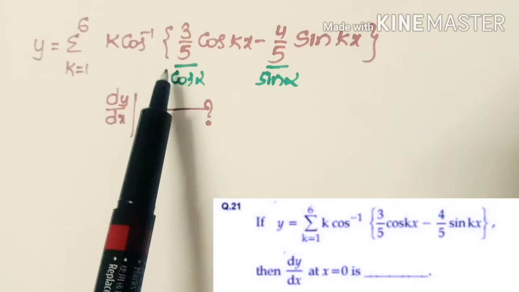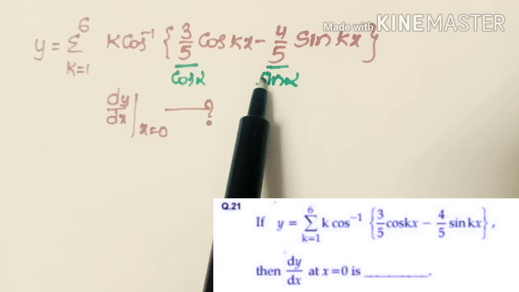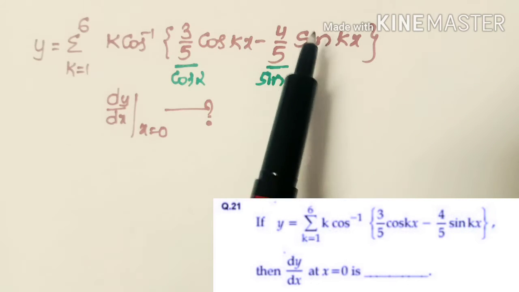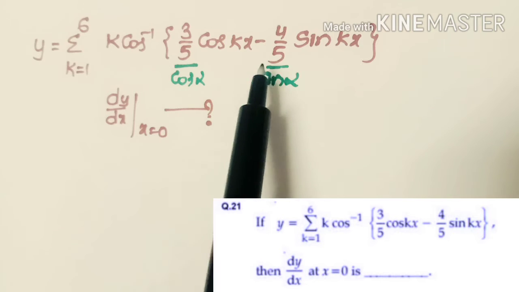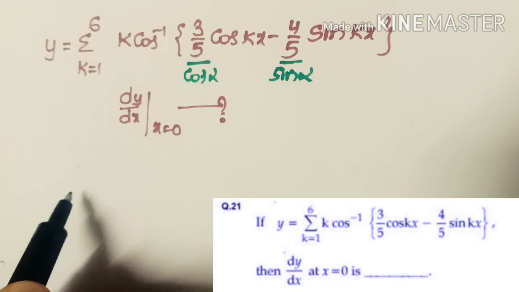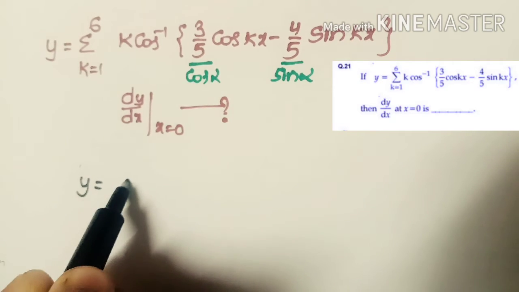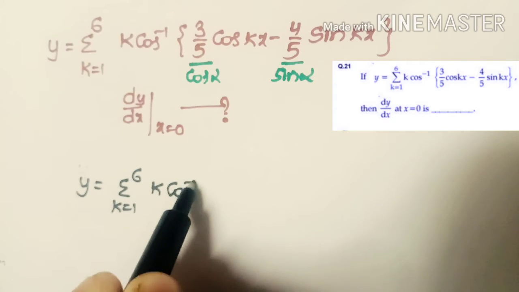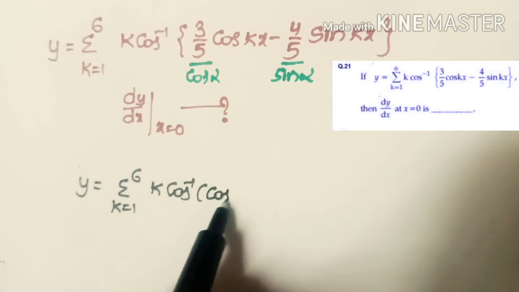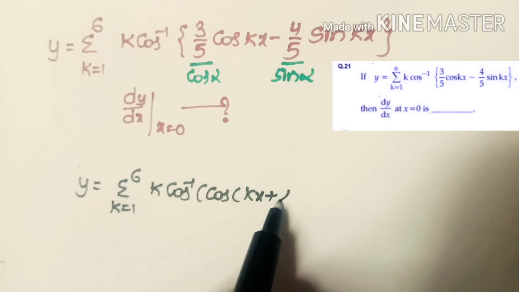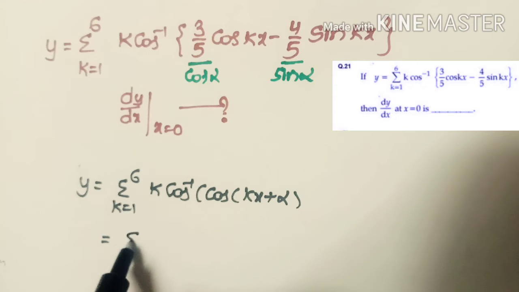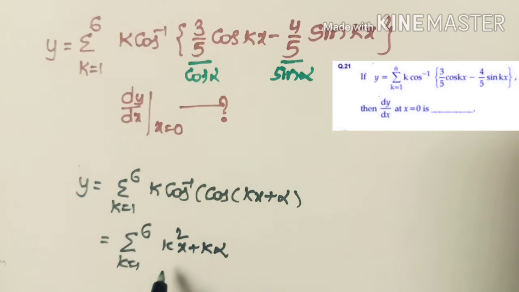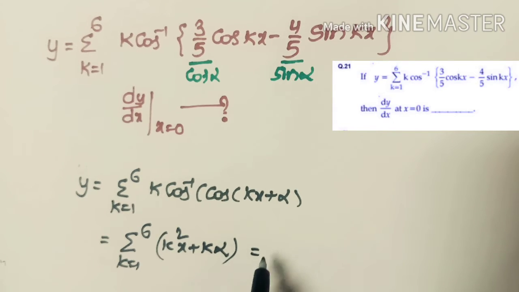So first we take 3 by 5 equal to cos alpha and 4 by 5 equal to sin alpha. Then it becomes cos alpha cos kx minus sin alpha sin kx, which is in the form of cos a cos b minus sin a sin b, that is cos of a plus b. Therefore the given problem is y equals sigma k equals 1 to 6 k into cos inverse of cos of kx plus alpha, which equals sigma k equals 1 to 6 k into (kx plus alpha), that is k square x plus k alpha.